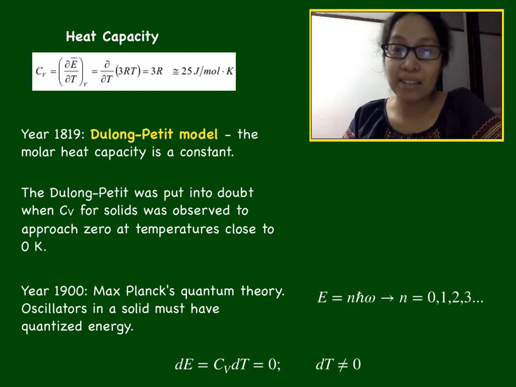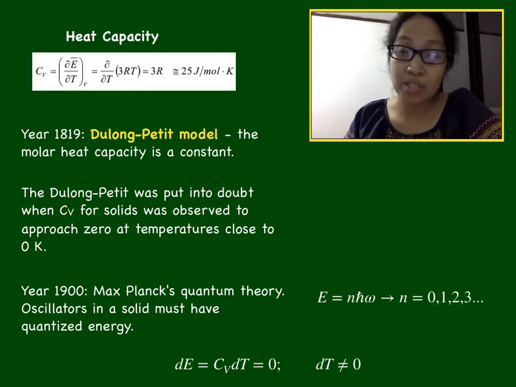Einstein remedied the problem. He treated the solid as a collection of one-dimensional oscillators. How many of these oscillators, we ask? Well, there are 3N independent one-dimensional oscillators. Einstein used Planck's theory. It was in the year 1900 when Max Planck proposed his quantum theory that oscillators in a solid must have quantized energy E sub n.